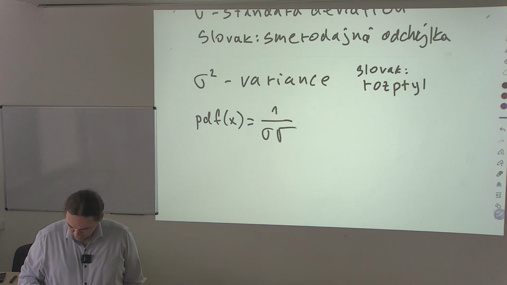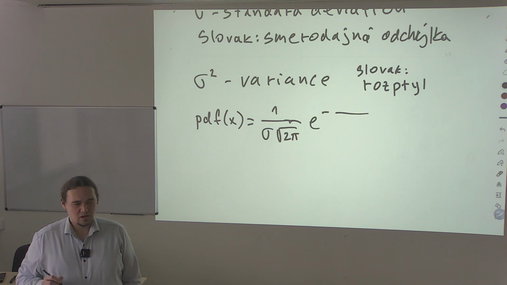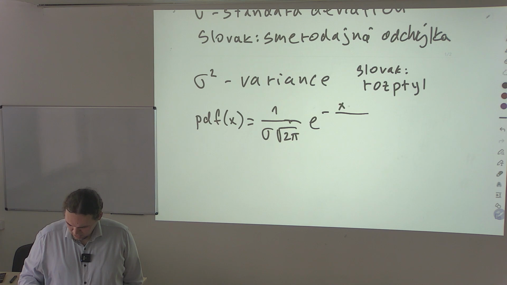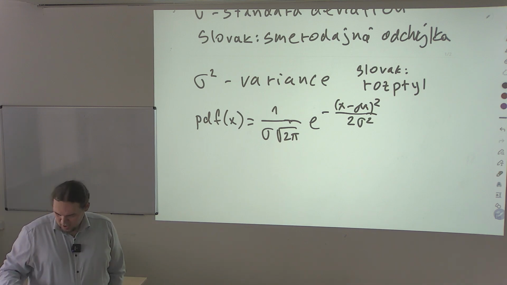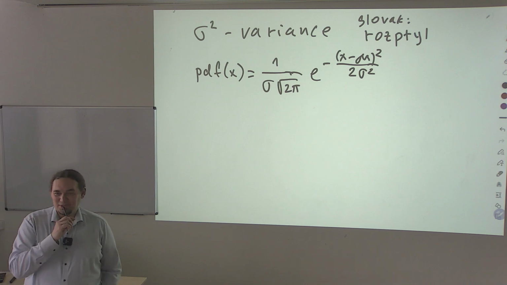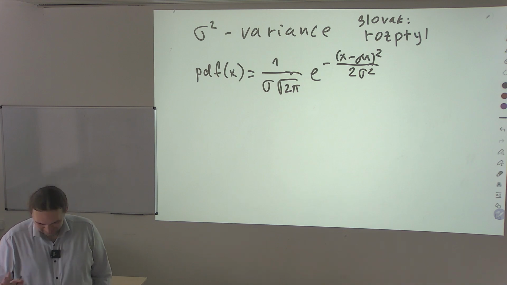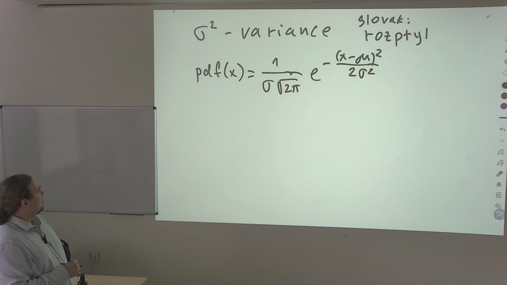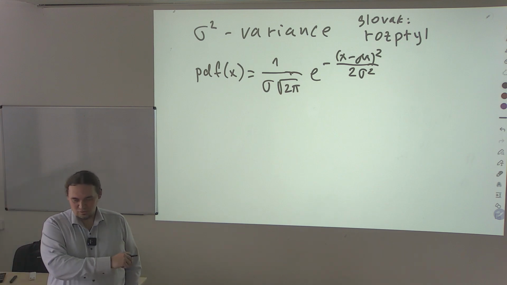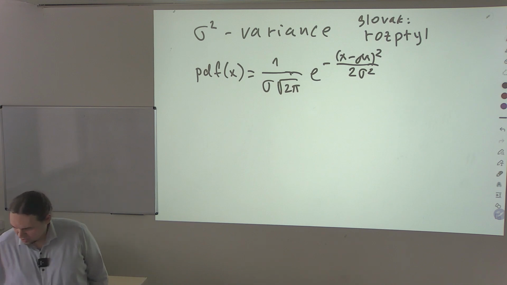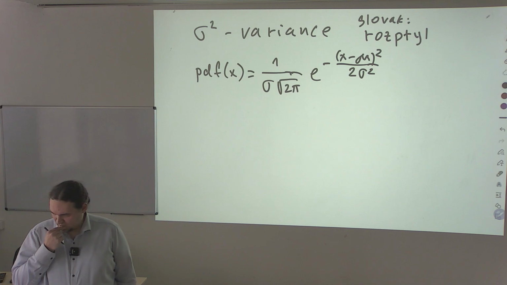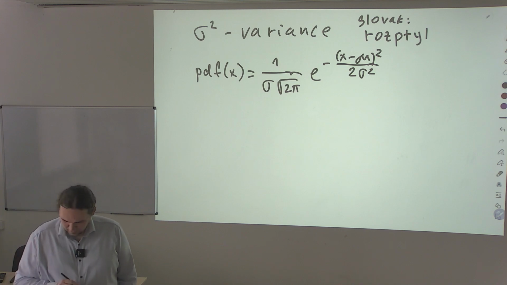1 over sigma square root of 2 pi e to the minus, and there was a fraction x minus mu squared divided by 2 sigma squared. Kind of complicated function to even look at. Yeah, it's scary. I give you that. Let's try to break it into smaller terms, or let's even try to have a look at the simpler function.